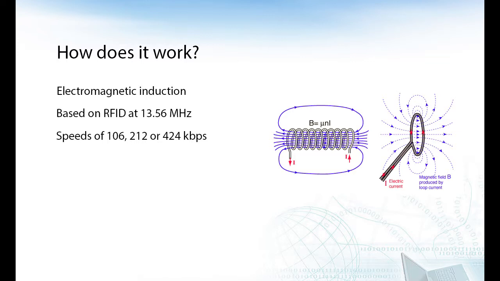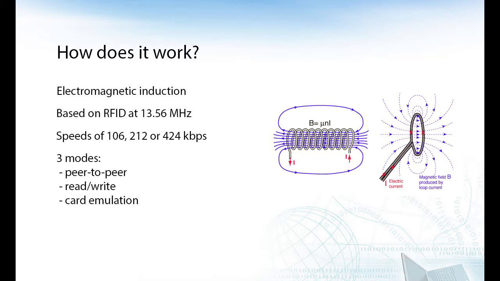NFC operates in 3 different modes. You have peer-to-peer mode, which allows two NFC-enabled devices to exchange various pieces of information between each other. These devices switch between active when sending data, and passive state when receiving data.